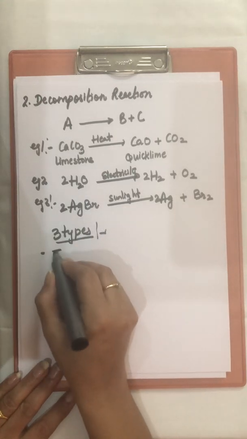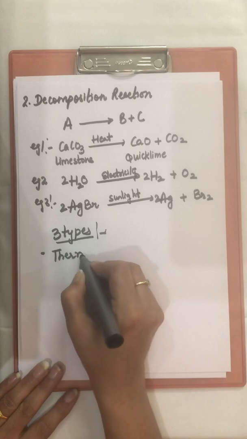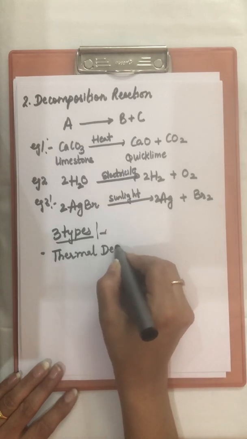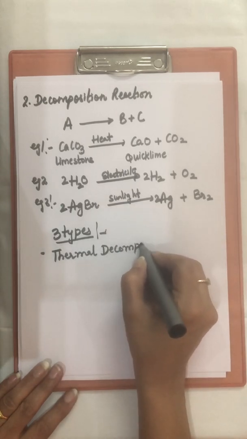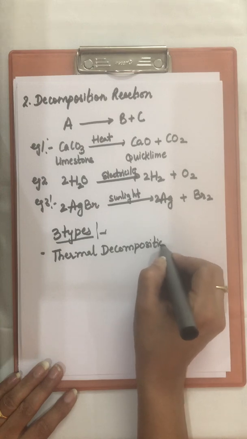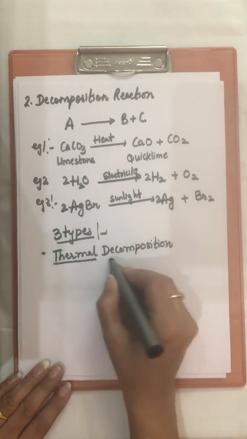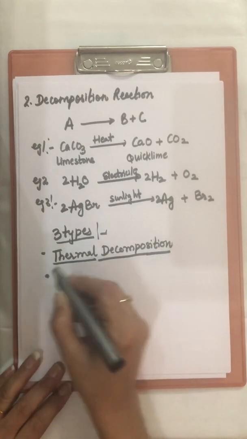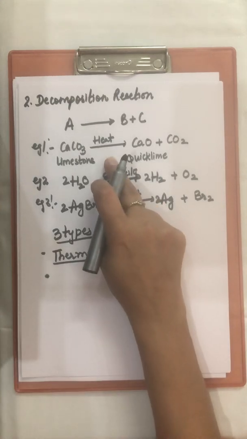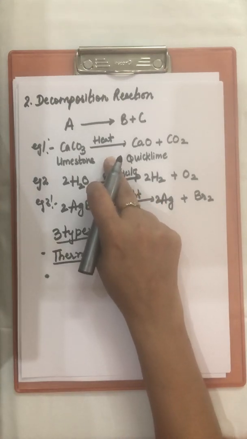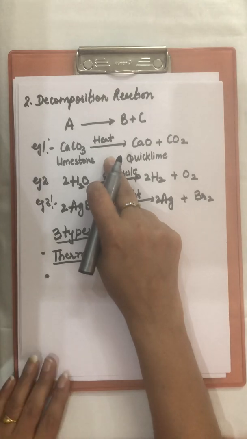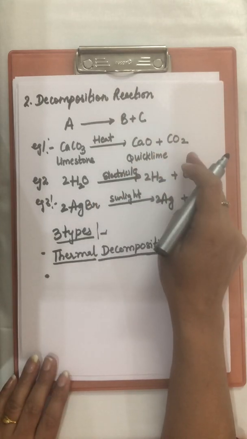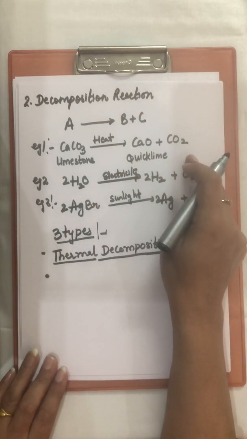First, thermal decomposition. Thermal decomposition means when the compound decomposes on heating. Thermal means heat. So this is an example of thermal decomposition, that is calcium carbonate on heating will split to form calcium oxide and carbon dioxide.